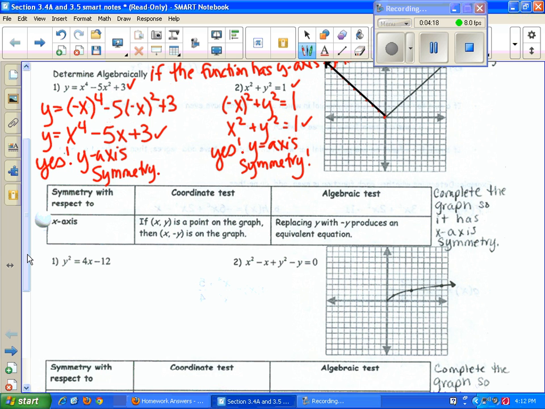So looking at my equations here, I'm going to replace y with negative y. And always put it in parentheses when you're plugging in a number. When I simplify this, negative y to an even power is just going to be the same thing. Notice that here and here, the equations are the same. So yes, this has x-axis symmetry.